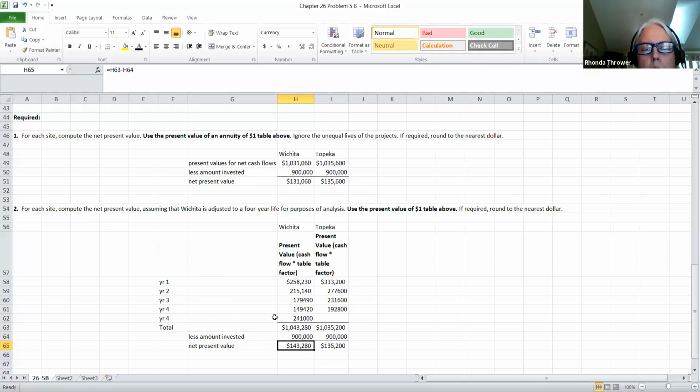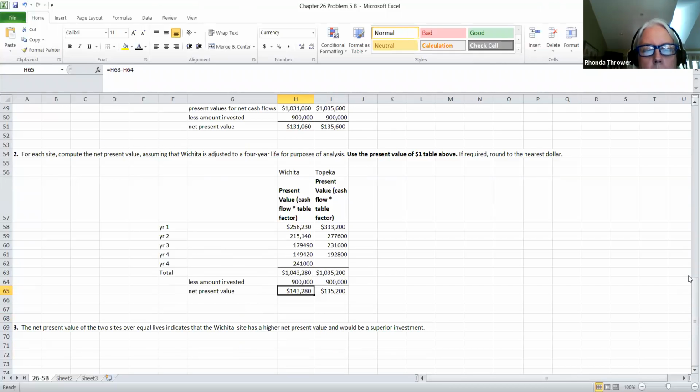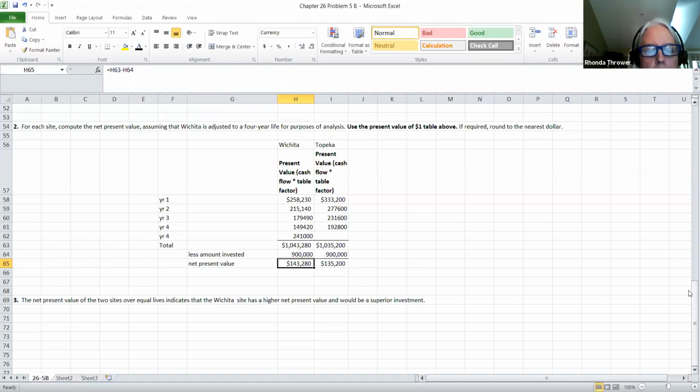Now, what this tells us is that Wichita would have the higher amount of net present value in part 2 when we shaved the useful life to 4 years, and we ended up with a residual value that added to those net cash flows. It pushed us up. So we would choose Wichita for the second investment answer that we would want to invest in for our company, because we think it has the potential to make us more money in the future.